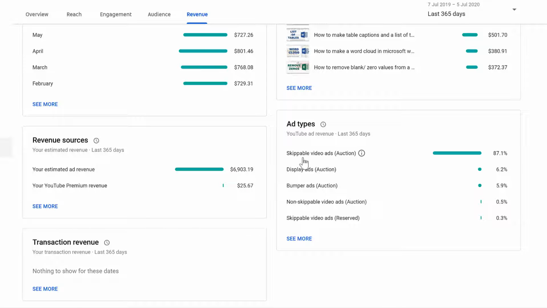And if we scroll down here, we can also see the money that I make from different ad types. So most of my money comes from skippable video ads, about 87%. And we can also see my different revenue sources. So almost all of my money comes from advertisements, and then a small amount comes from YouTube Premium. YouTube Premium is something people can pay for if they want to watch YouTube videos without having to see advertisements, but almost nobody does this, so it's a very small amount of money.